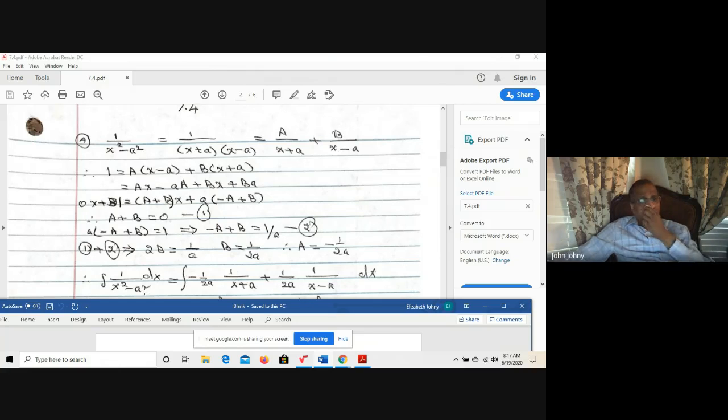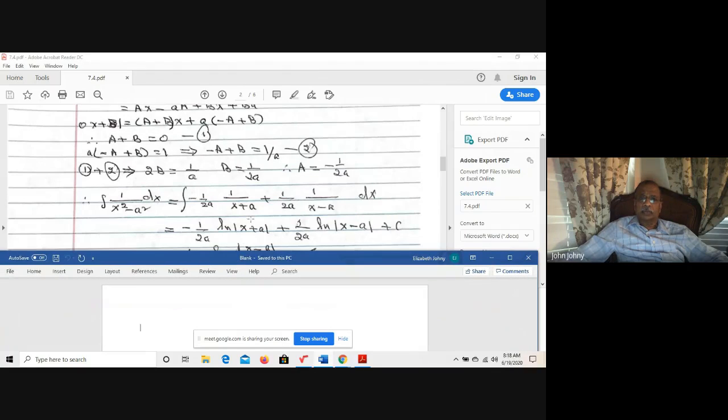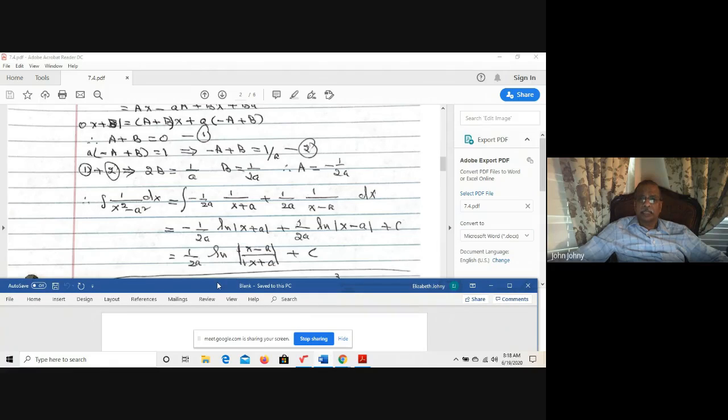Therefore, the integral of 1 over x squared minus a squared dx is equal to the integral of negative 1 over 2a times 1 over x plus a, plus, the b is positive, 1 over 2a times 1 over x minus a dx. This is negative 1 over 2a times natural log of x plus a, plus 1 over 2a times natural log of x minus a. 1 over 2a is common, pull that out. You get natural log of x minus a minus natural log of x plus a.